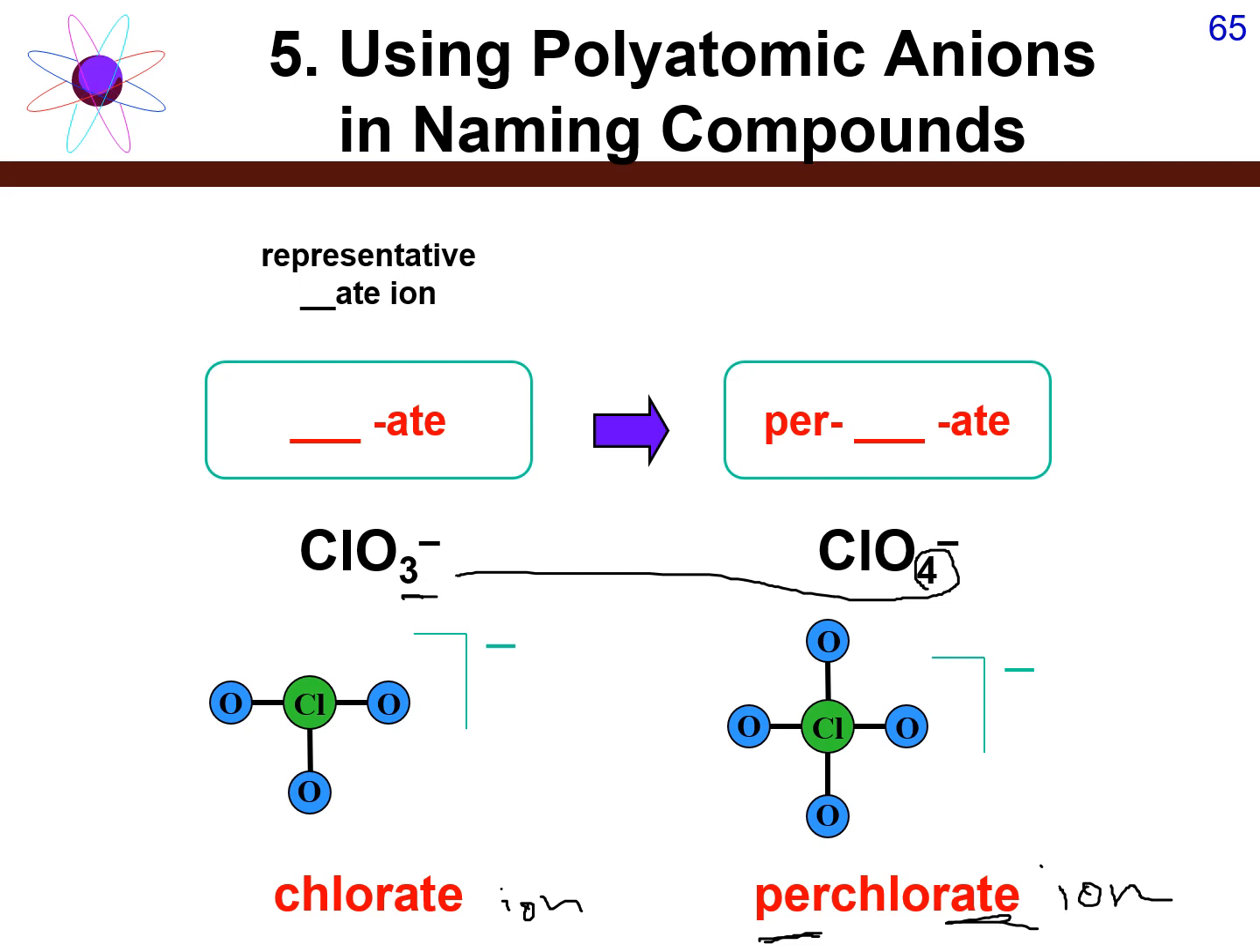So it's perchlorate. Now this can happen for any of those representative polyatomic anions on that list, those 5 polyatomic anions a few slides back. I said you had to memorize the representative form. You also need to know the name if you lose 1 or 2 oxygens or gain an oxygen. You're going to use these same prefixes and suffixes to move along that.